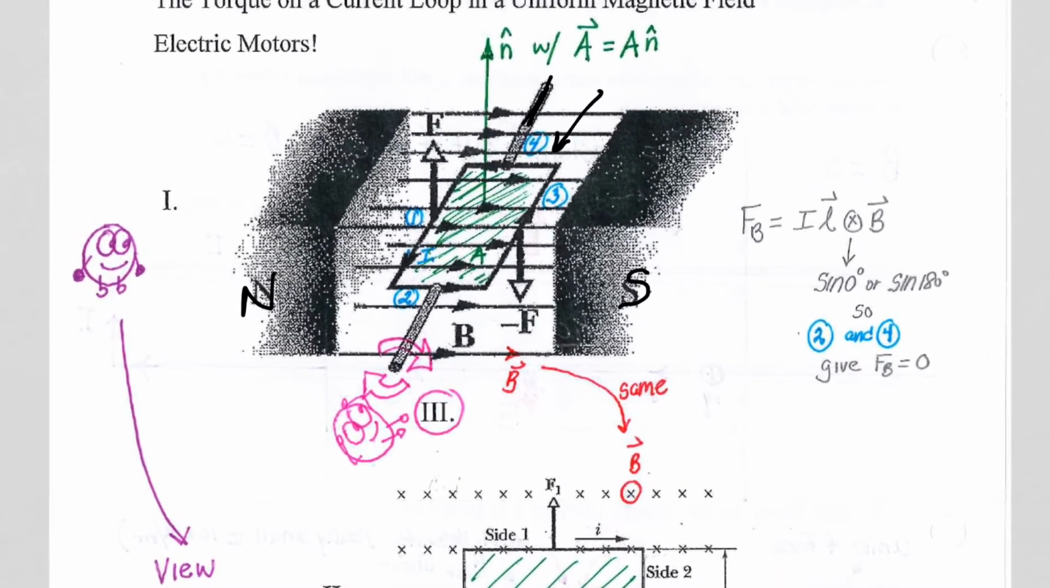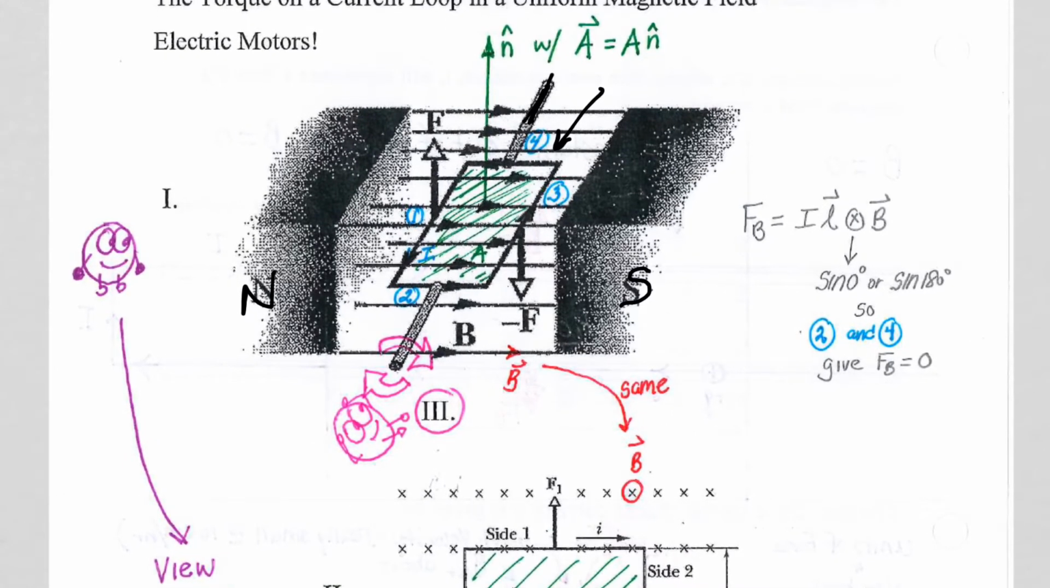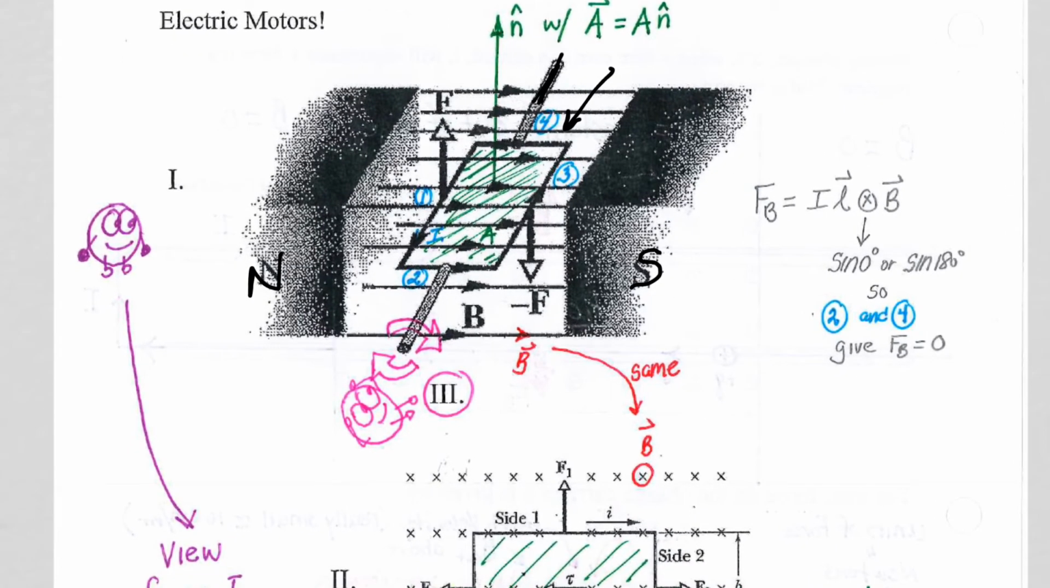So we're going to start with side 1, and we are going to identify the current. So we have the current I in side 1, traveling in this direction. We have the B field going from north to south here. So when we do IL cross B, we get a magnetic force on side 1 pointing straight up. Okay, well, let's look at side 2.